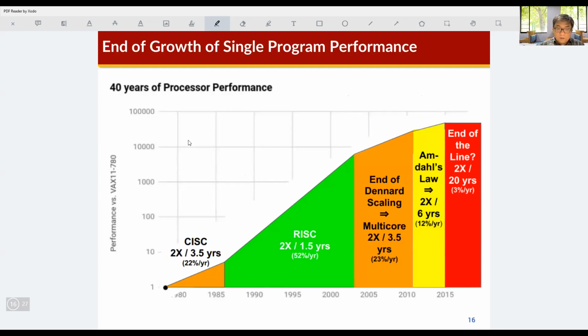This graph categorizes how the performance of the single core processor increased by year, and what the reasons were for the advance of single core performance. Before 1985... I copied this figure from Patterson and Hennessy's Turing lecture.